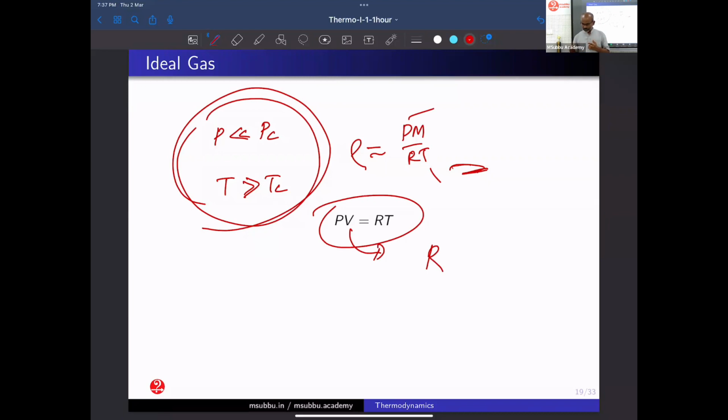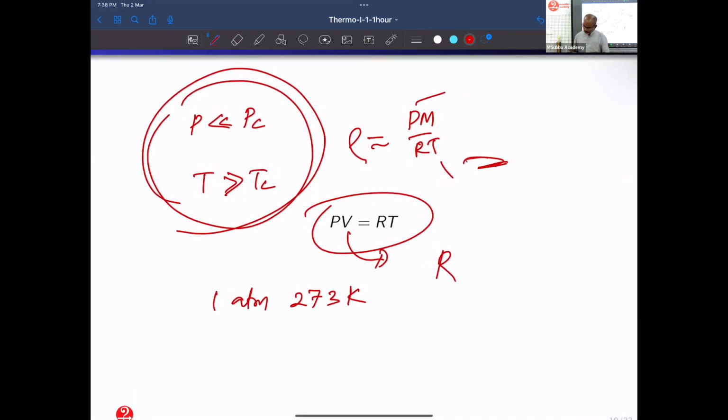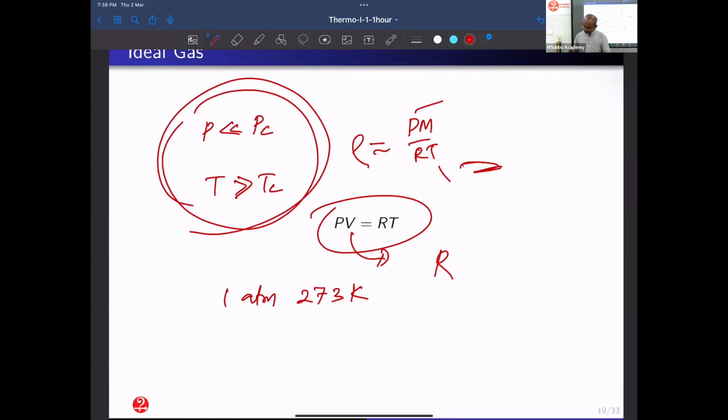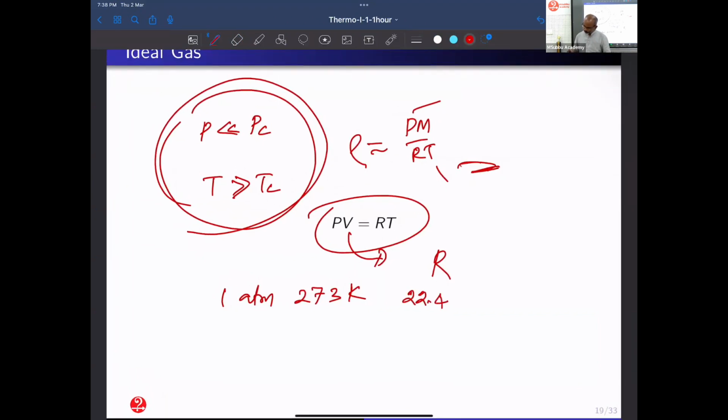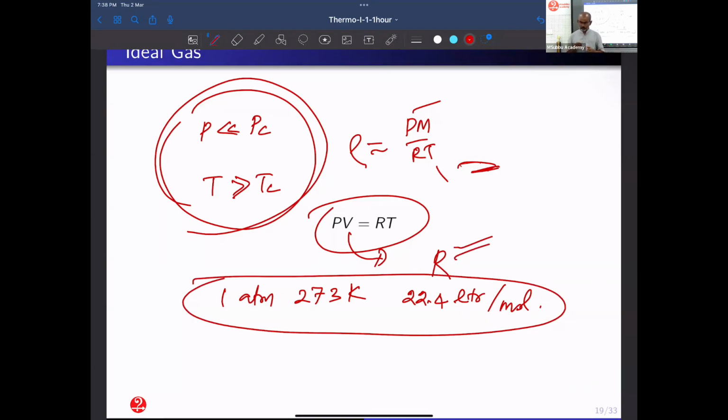How do you find R? Many times people struggle in getting the value of R. There is no difficulty. Simply remember this one point: at a pressure of 1 atmosphere and a temperature of 273 Kelvin, any ideal gas will occupy a volume of 22.4 liter per mole. So if you use these 4 data, you can evaluate the value of R.